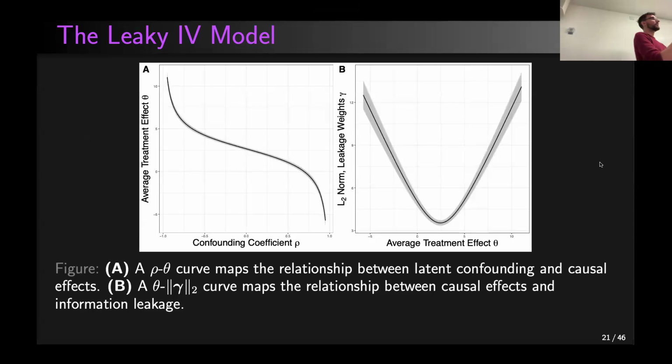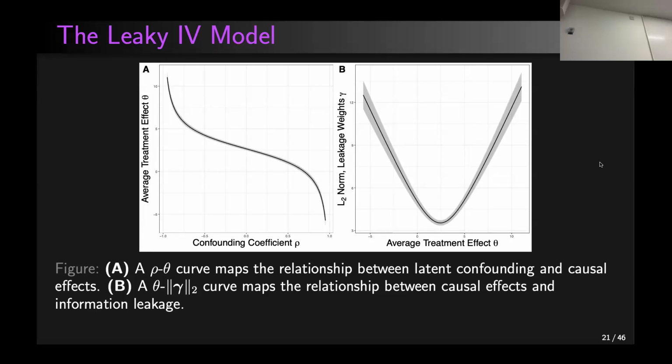So these 3 parameters, rho, theta, and the norm of gamma, are all deterministically linked. A rho has a theta, and that theta has a corresponding L2 norm for gamma. You see what I'm saying? If I know one, I can calculate the other 2. So if you're putting a bound on the L2 norm of gamma, then you're essentially putting a bound already on the average treatment effect. Precisely.